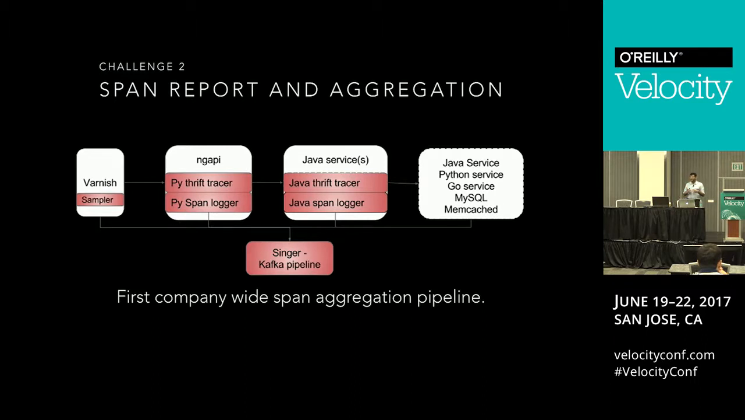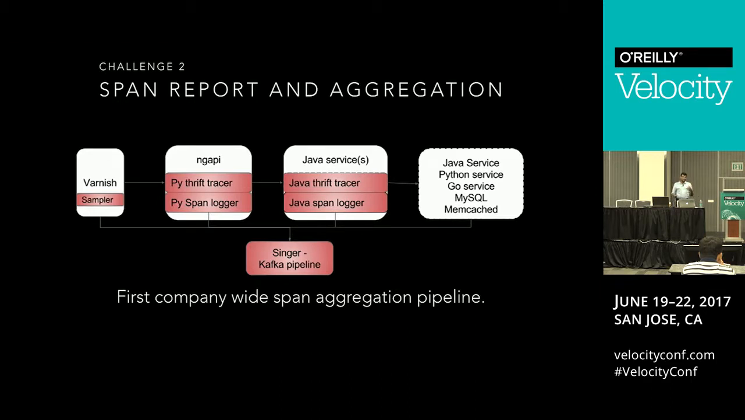But in any large company where you're dealing with tens of thousands of nodes, you generally want to use a store and forward mechanism. So what we do is we take the spans, write them to a file, and then we have this tool called Singer, which reads the spans from the file and then writes them to Kafka. So the Singer pattern was actually a very well-known pattern across the company.